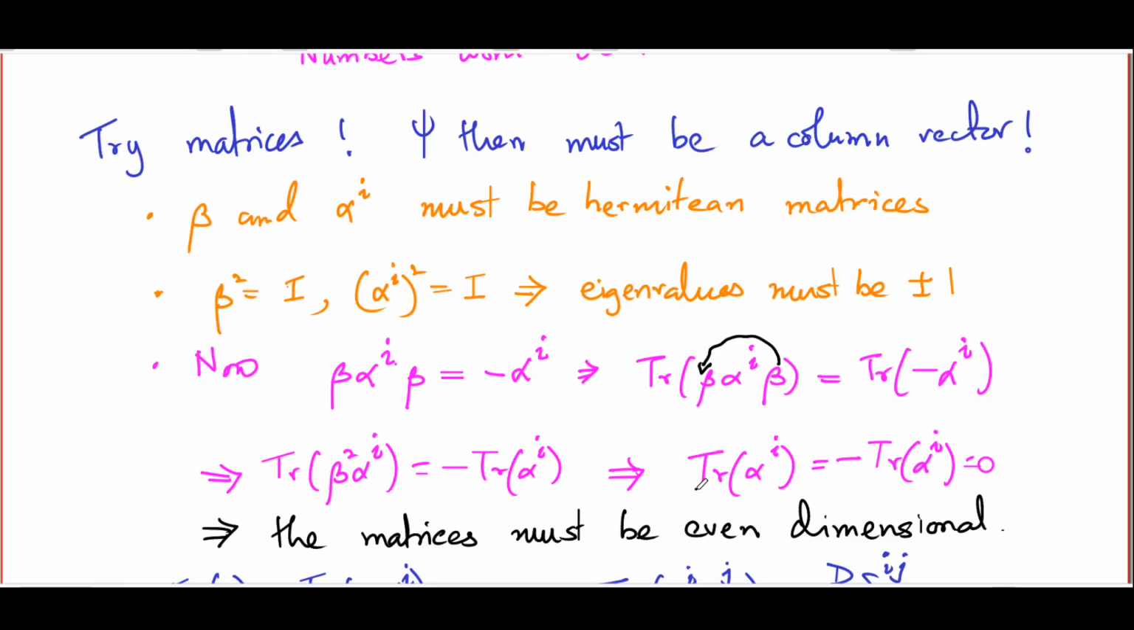In fact, you can also do a very similar calculation by multiplying beta alpha i plus alpha i beta equal to 0 by alpha i instead of by beta, and conclude using that trace of beta must be 0.